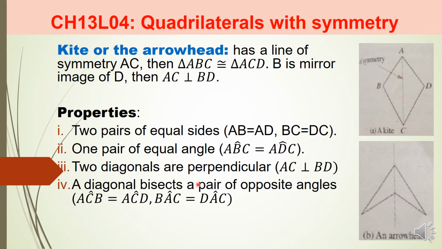And a diagonal bisects a pair of opposite angles. One diagonal bisects the opposite angles. This means AC is the bisector of angle A and also the bisector of angle C. So you obtain angle BAC equal angle CAD, and angle BCA equal angle DCA.